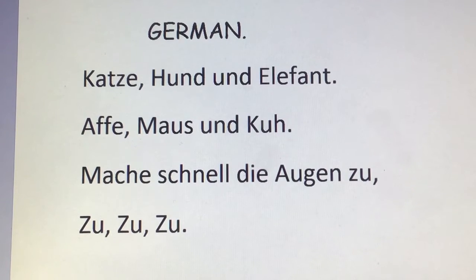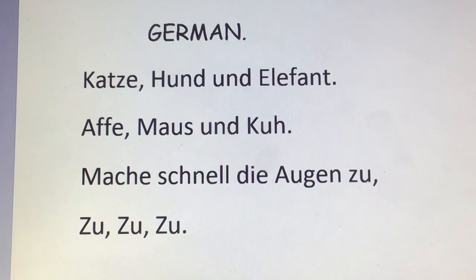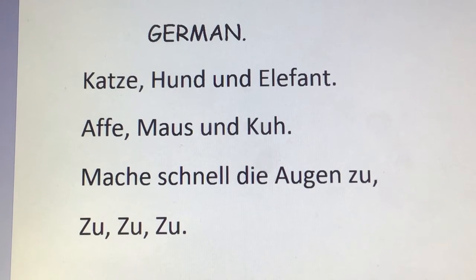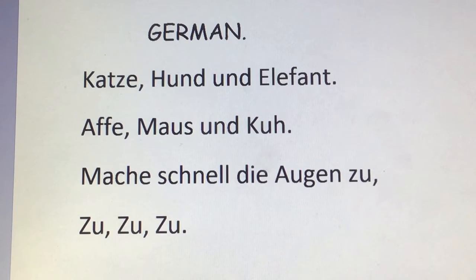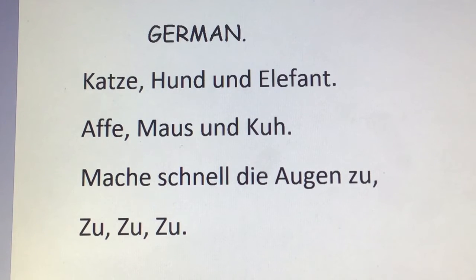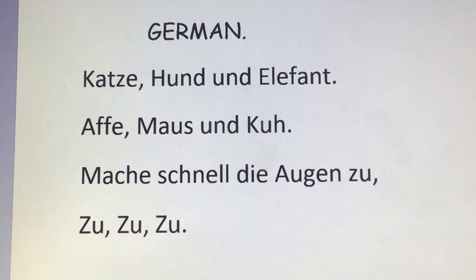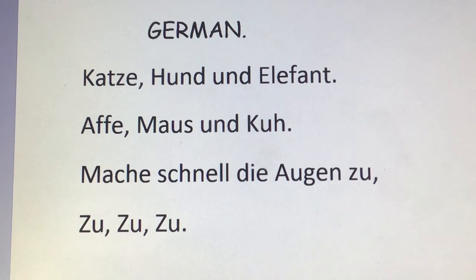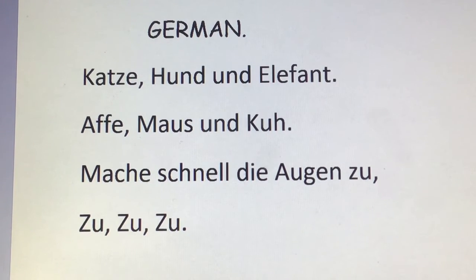Let's have a look at a translation to that little poem. Katze, Hund und Elefant. Cat, dog and elephant. Affe, Maus und Kuh. Monkey, mouse and cow. Mache schnell die Augen zu. Close your eyes real fast. Zu, zu, zu. Close, close, close.